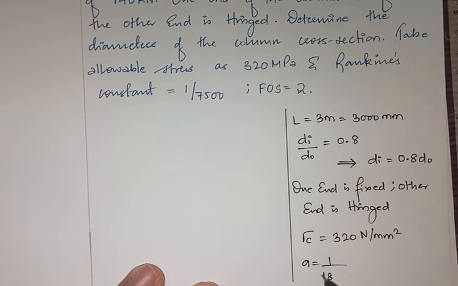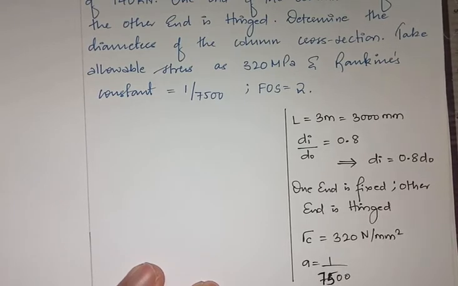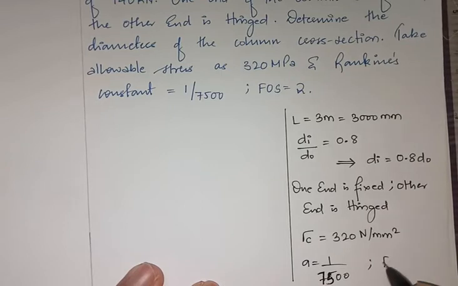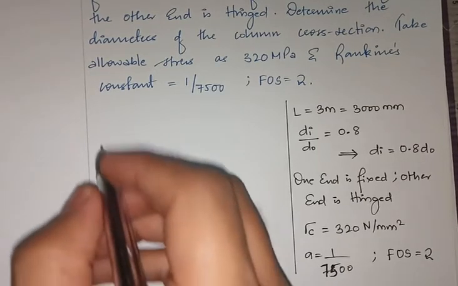So this is 7500, right? FOS is equal to 2. Now, with this backdrop, I have been asked to calculate the diameters of the hollow column. Right, so let me start with the solution.